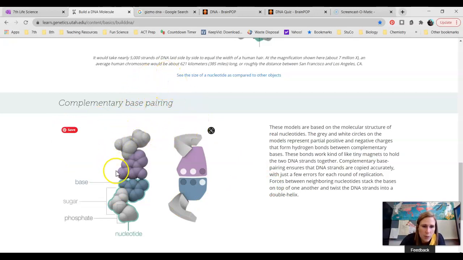So you guys can see this would represent one nucleotide where this is the phosphate, this is the sugar, and then this is the base. And then it always pairs with its partner over here. So here's your nucleotide. This could be an A, this could be a T. And then this would be your sugar and your phosphate.